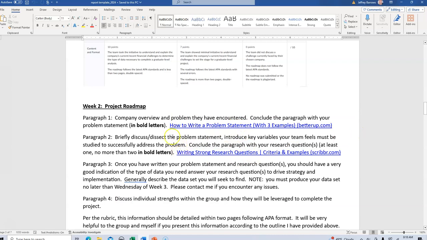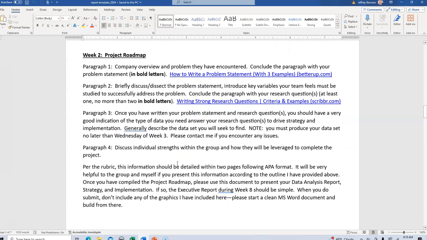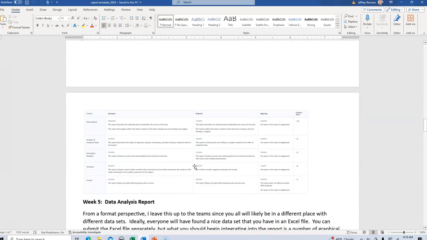Where I say how to write a problem statement, this is just an example from the internet. Please feel free to go do your own research on that. And then how do you write research questions? Again, just some basic guidance here to make sure that we understand what a problem statement is, and then based on that, how we write research questions. Let's see, I think that's good for the project roadmap.